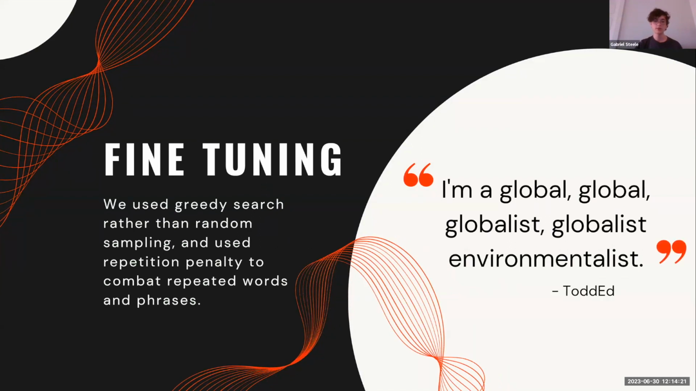When we finally finished training, we still had to do some fine-tuning, particularly with generation. Often people use random sampling, but we actually used a greedy search algorithm because it tended to produce more coherent sentences. But to make sure it's generating original content and isn't repetitive, we put a repetition penalty on it. So it didn't produce quotes like here, which is what happened when it had too low of a repetition penalty.